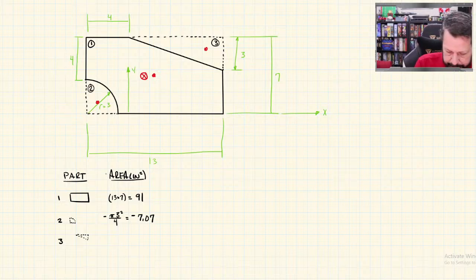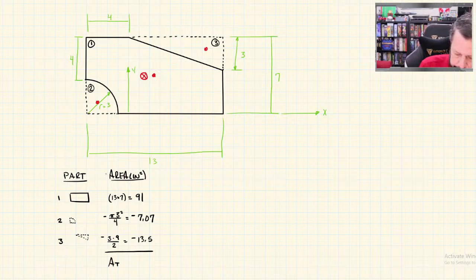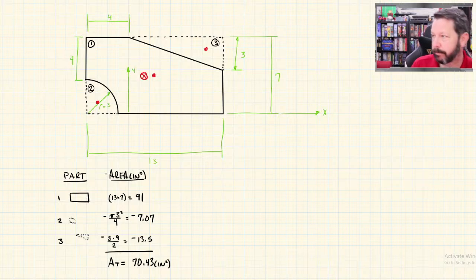Our triangle is also negative, and it is 3 times that length there, which is 9, but it's a triangle, so divided by 2. That's negative 3 times 9 divided by 2, which is 13.5. So our total area is equal to 91 minus 7.07 minus 13.5, 70.43. If any of you are following along and I got the wrong number, just put it in the chat so I can fix it. It's totally possible I write the wrong thing down.